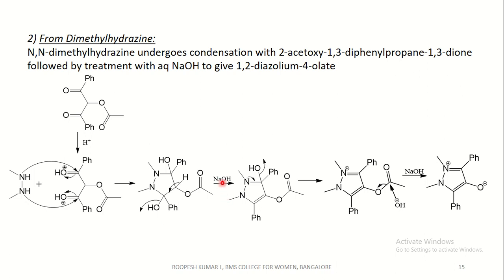This reacts with NaOH. NaOH abstracts a proton here to form a double bond with the elimination of water to give this one. Here the lone pair on nitrogen forms a double bond and this OH minus is eliminated to form a nitronium ion, so N plus. Here again one more molecule of base is added. This attacks a carbonyl carbon with the formation of an olate, which is 1,2-diazolium 4-olate.